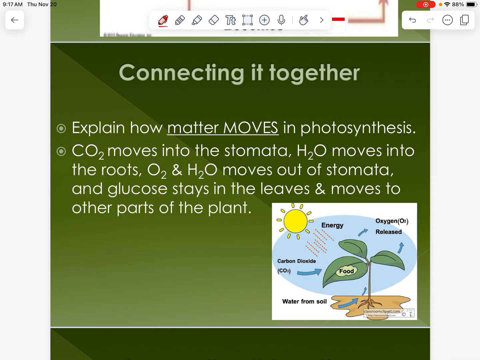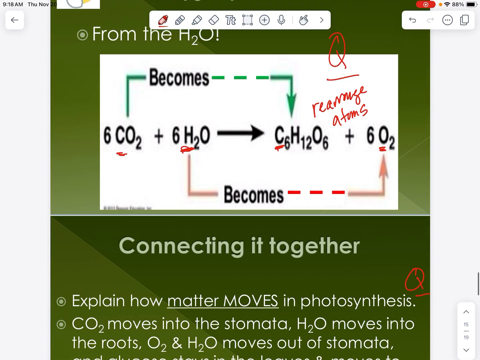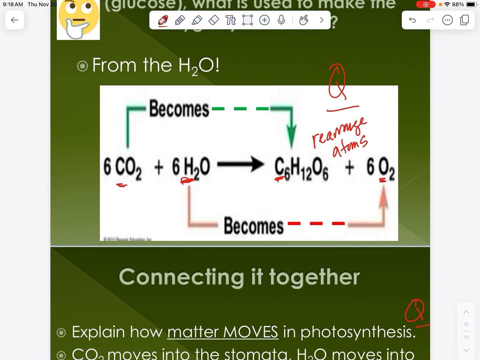Again, a little bit of a repeat, but how does matter move in photosynthesis is something to think about for the quiz questions. CO2 can move into the stomata, that's what we talked about before, and that's where the water comes in from. So all of them are critical in photosynthesis. If you take out any of the components, if you have a plant that doesn't get water, the plant dies. Hopefully you now see that it's critical because part of that water is necessary to drive this system.